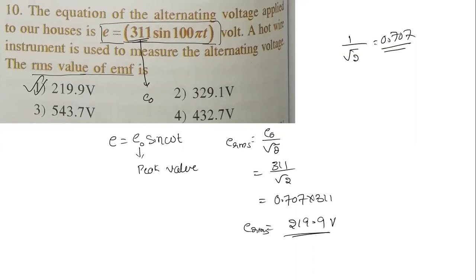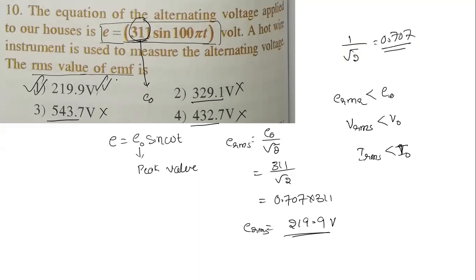The way you need to think here: E RMS is always less than E naught, or V RMS is always less than V naught, or I RMS is always less than I naught. Look, they have given 311 here. Look at any number greater than 311: that is a wrong answer. 432, wrong. 543, wrong. So without any calculation, you can select the first option as the right answer, because we know RMS values are always less than the peak values.